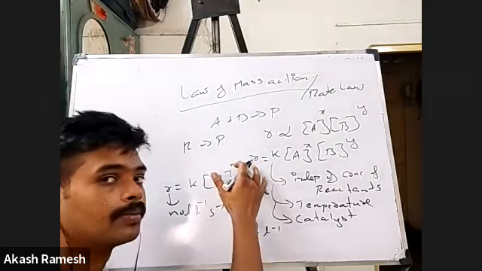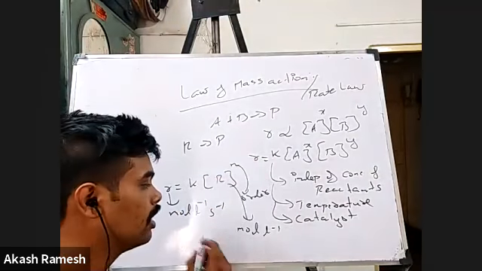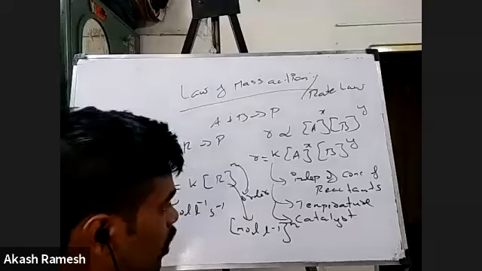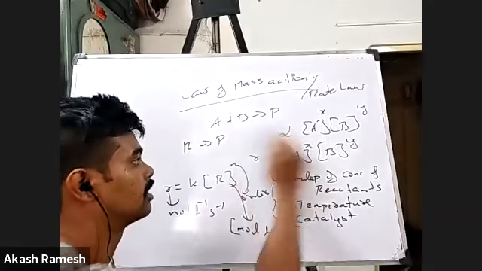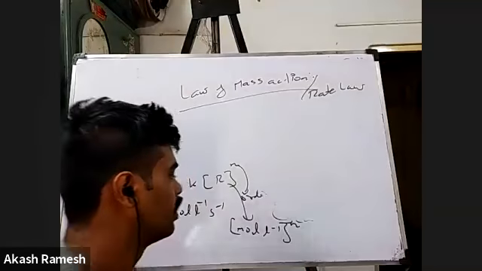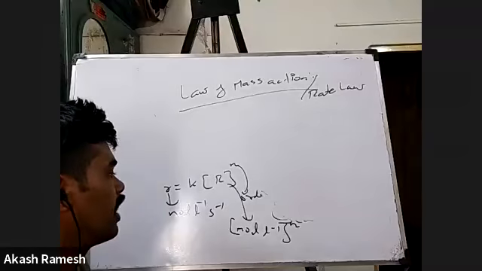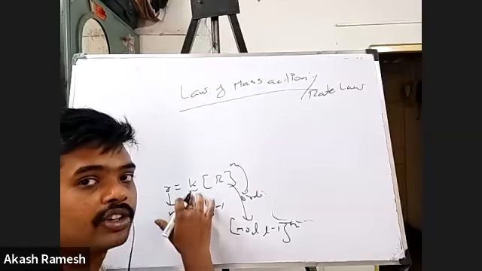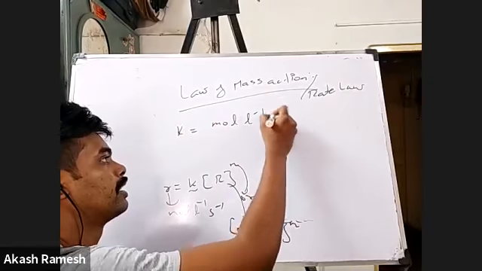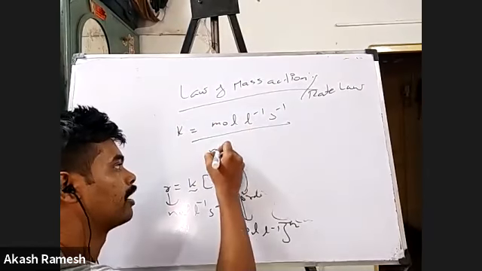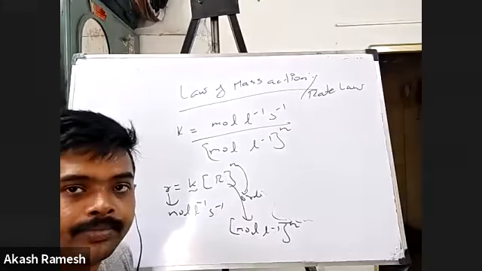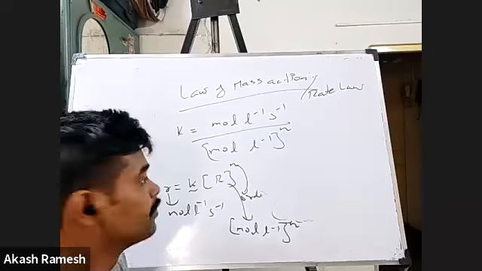But I have a power also. So I will write this whole power N. This whole power N is the overall unit here, so I have mole per liter power N. What I have to find is the unit of rate constant. So I can write K is equal to mole per liter per second divided by mole per liter the whole power N. That is the unit of the rate constant, right?